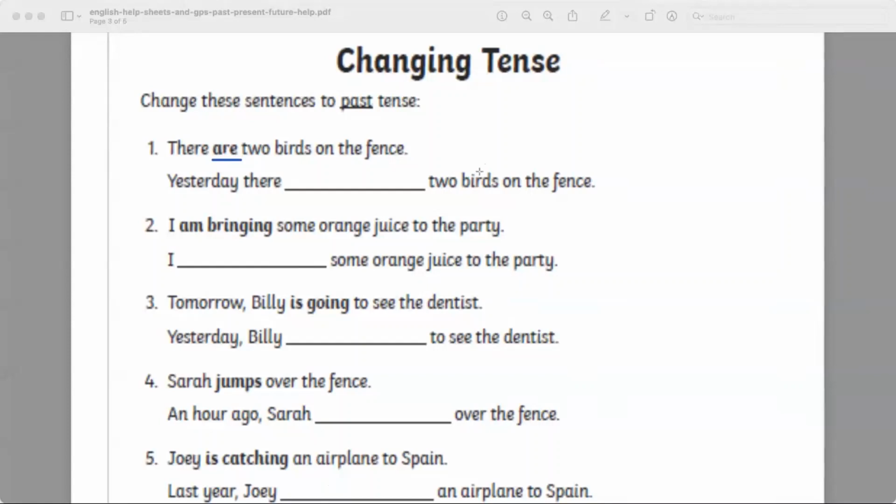So there are two birds on the fence. So how do we change that sentence to the past tense? Does anyone like to have a go? If you raise your hand up, I will unmute your audio. Ready?